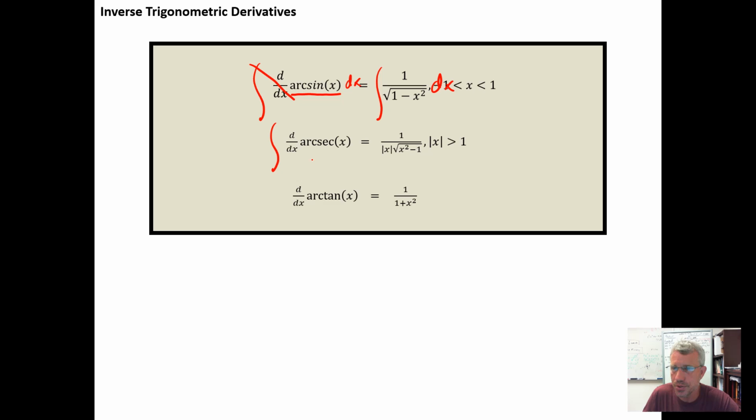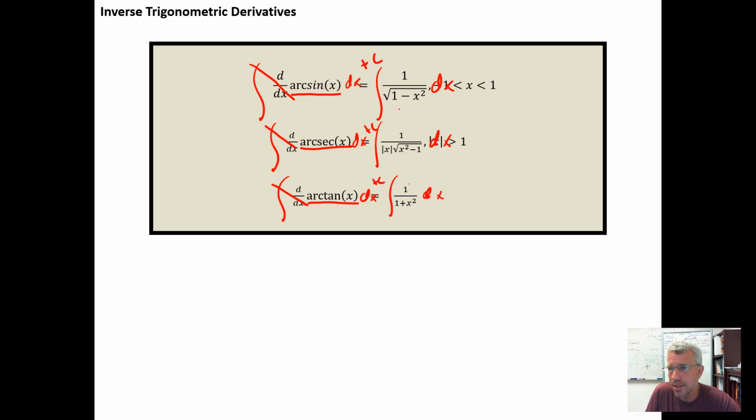We could integrate both sides of the derivative of the arc secant. Whatever we do to one side, we do to the other. The antiderivative would cancel the derivative, and we would get, hey, the arc secant of x is the antiderivative of 1 over the absolute value of x times the square root of x squared minus 1. And we could do the same thing with the derivative of the arc tangent. We could integrate both sides. Integration would cancel differentiation. We'd be left with the arc tangent of x equaling the antiderivative of 1 over x squared plus 1. And then we would recognize that, hey, we always, when we integrate, add on that constant of integration.